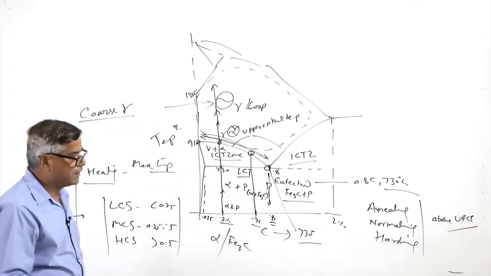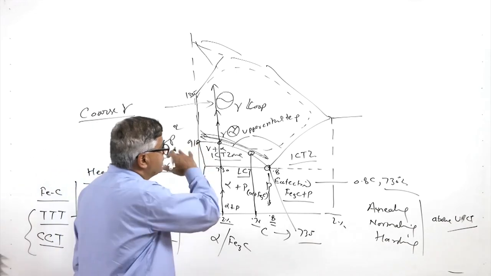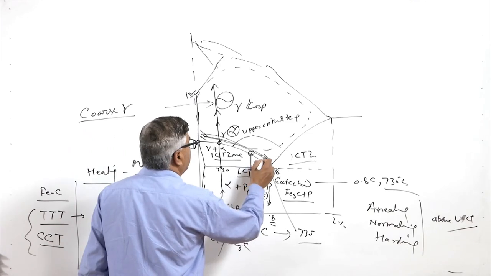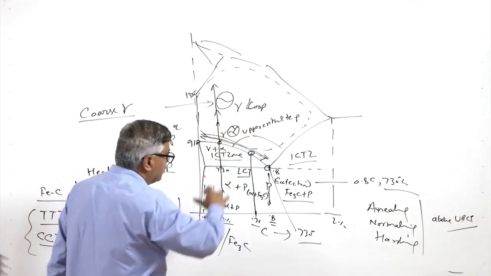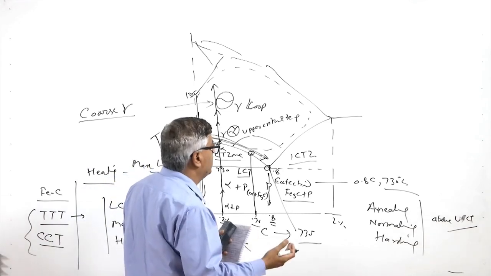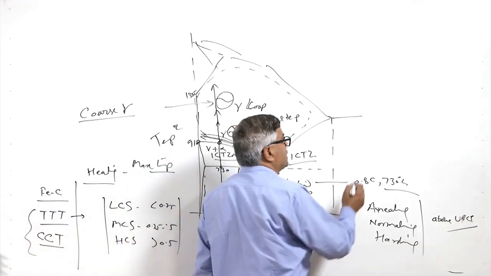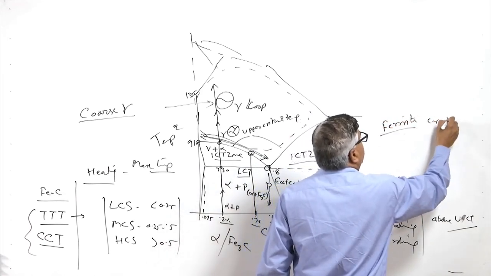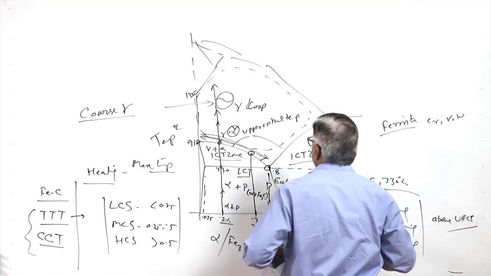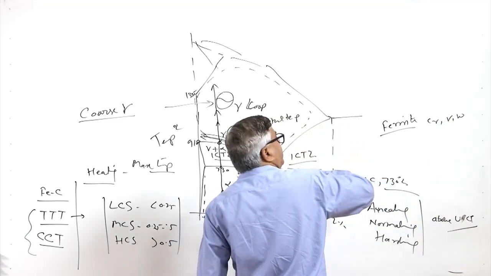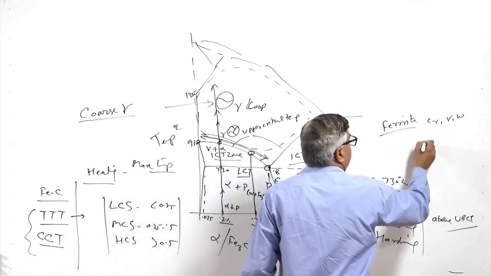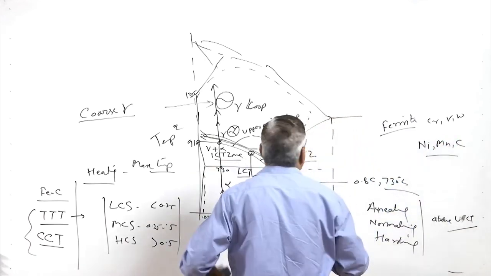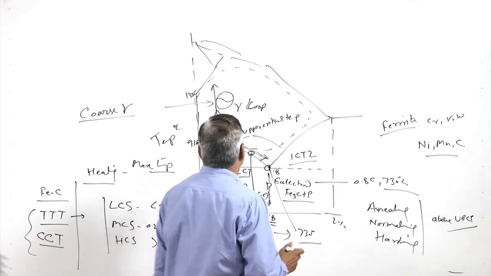So, depending upon the carbon content in the steel, this upper critical temperature will be varying, and this line can shift in the upward direction or to the lower side, depending upon the alloying elements present in the steel. For example, ferrite stabilizers like chromium, vanadium, tungsten, etc., tend to move the upper critical temperature line to the higher side, while austenite stabilizers like manganese, nickel, carbon, etc., tend to lower this upper critical temperature line.